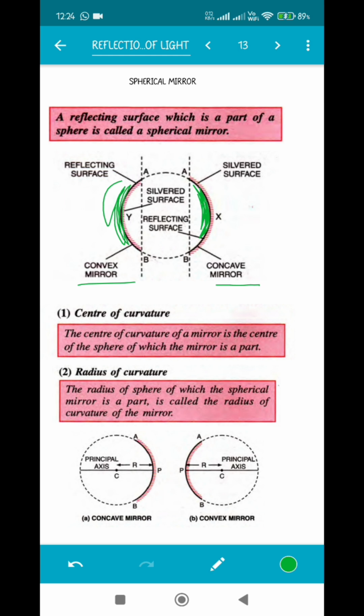Now there are certain terms which are related to spherical mirrors. Let's go through them and we'll finish the lecture for today. Next day we are going to learn about the ray diagrams on the basis of these mirrors.